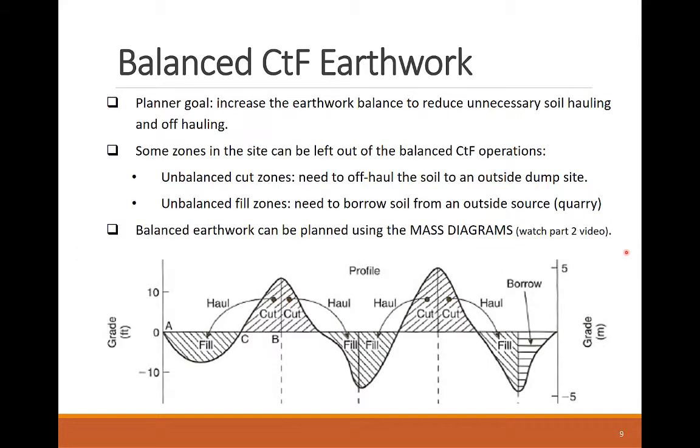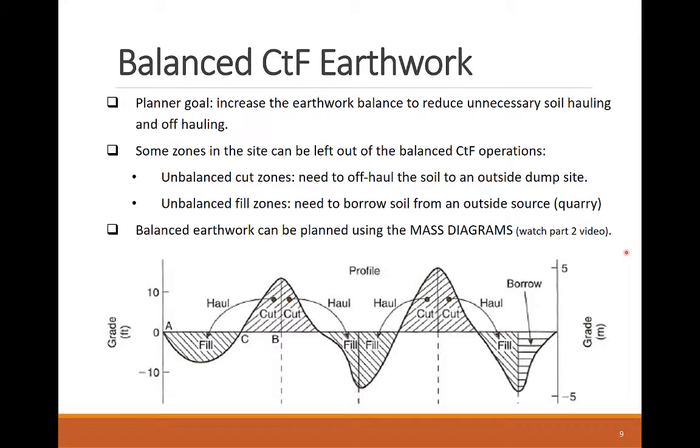So in summary, contractors do their best to balance their earthwork operations, reduce unnecessary hauling, and squeeze costs. But it's not common to have perfectly balanced earthwork project. There will always be some excess excavated soil that needs to be off-hauled to the dump site, or a shortage of fill soil that needs to be hauled from a quarry.